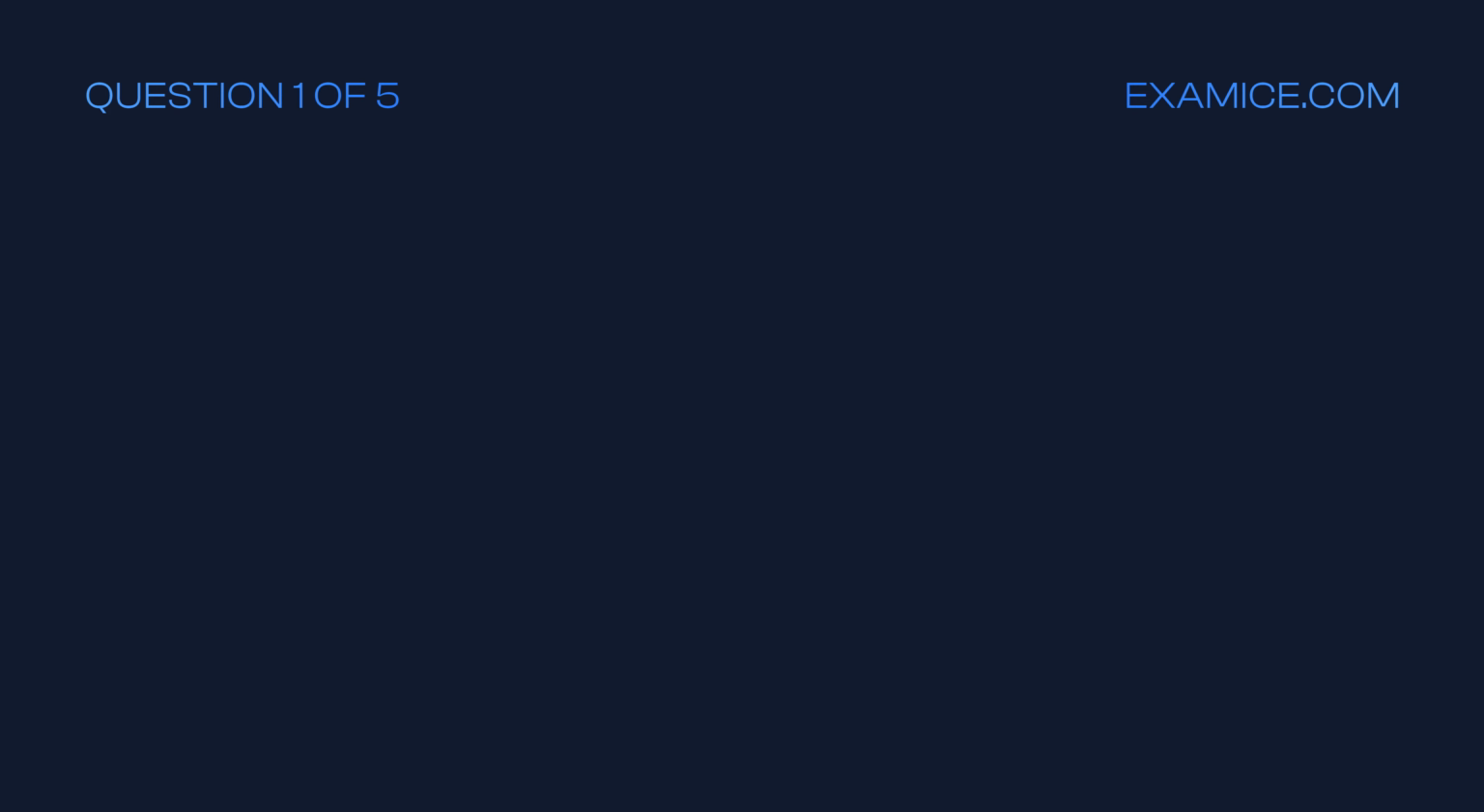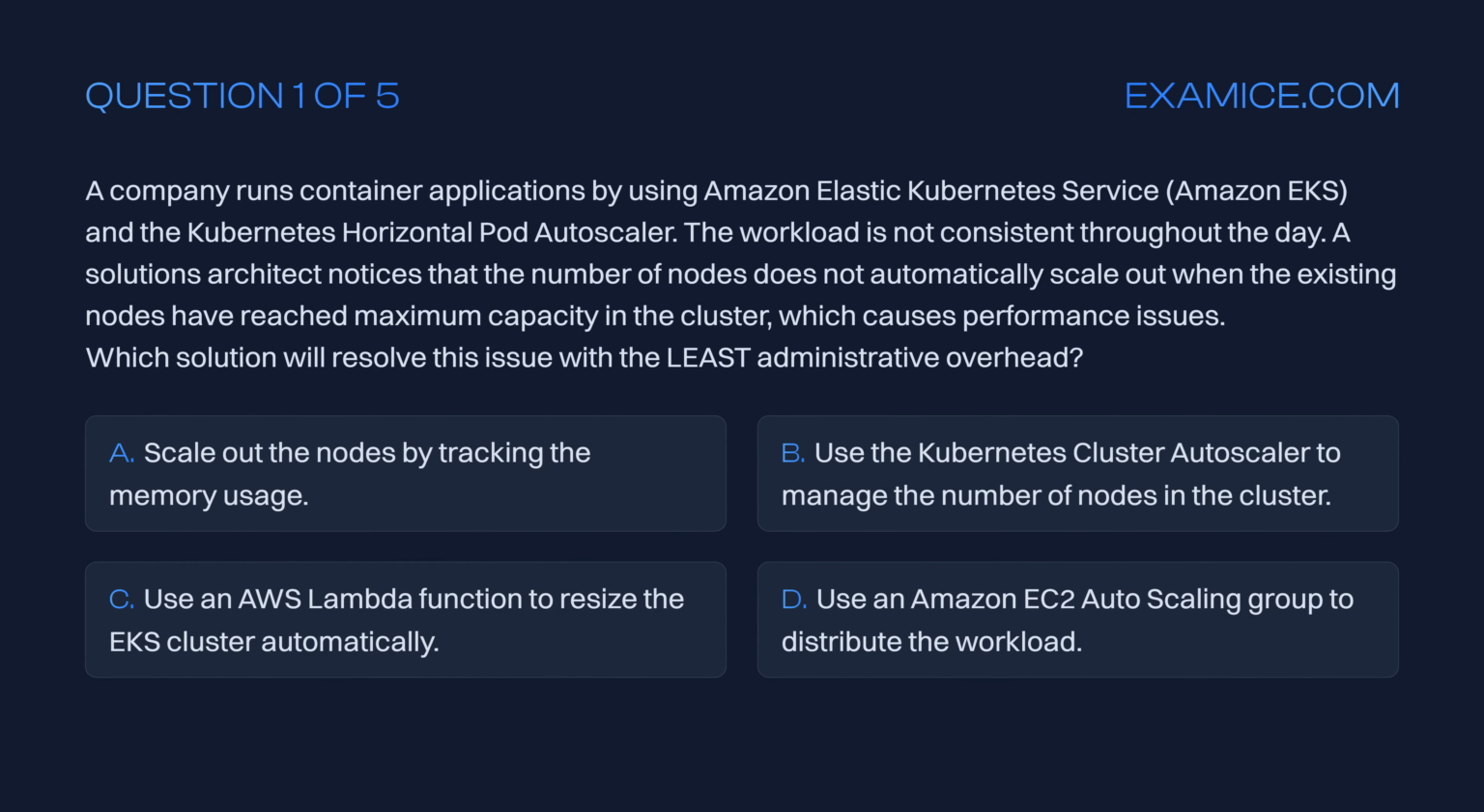Question 1. A company runs container applications by using Amazon Elastic Kubernetes Service and the Kubernetes Horizontal Pod Autoscaler. The workload is not consistent throughout the day. A solutions architect notices that the number of nodes does not automatically scale out when the existing nodes have reached maximum capacity in the cluster, which causes performance issues. Which solution will resolve this issue with the least administrative overhead?